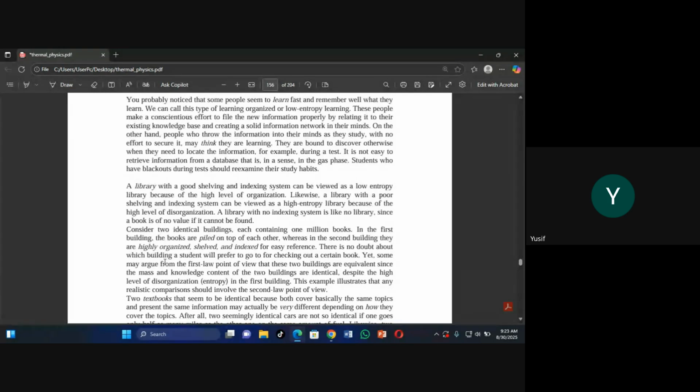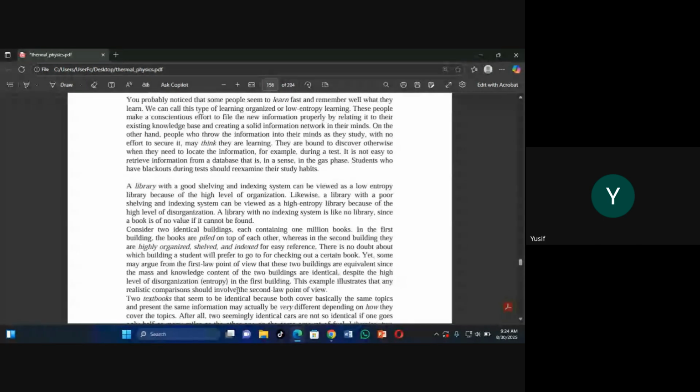Yes, some may argue from the first law point of view that these two buildings are equivalent since the mass and knowledge content of the two buildings are identical. And yes, it's true. If the number or type of books in the first building is the same as in the second building, some people will argue that because the books are the same, the energy between these two systems, or the quantity of knowledge in the two buildings, is the same. But when you are talking about it in terms of entropy, it's never true.